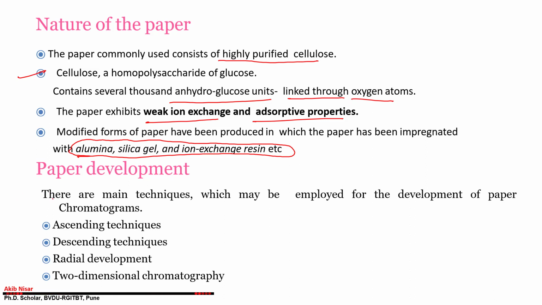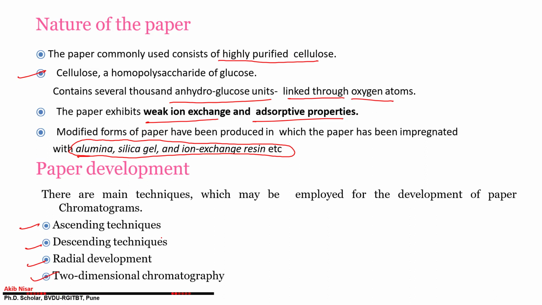Now, the paper development. There are main techniques which may be employed for the development of paper chromatograms: ascending technique, descending technique, radial and two-dimensional. Now in general we have seen what paper chromatography is, but when we see the types of paper chromatography, actually we can't say the types of paper chromatography.